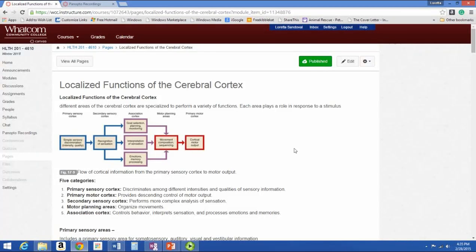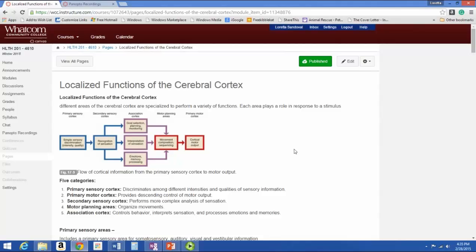Alright, we're going to start talking about localized functions of the cerebral cortex. There are different areas of the cerebral cortex that are specialized to perform certain functions, and each area plays its role in the response to a stimulus. I'm kind of a big picture person, so I like to look at the big picture and then we'll narrow it down to the specifics.